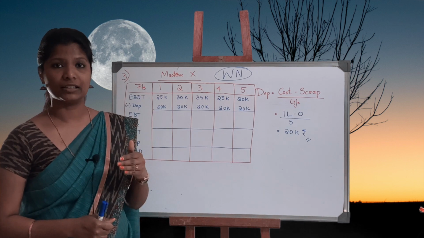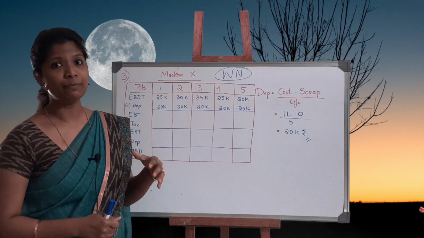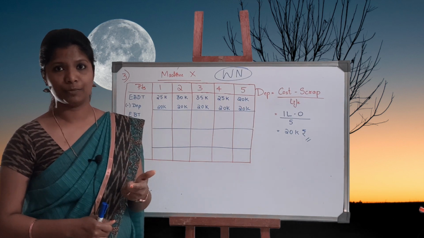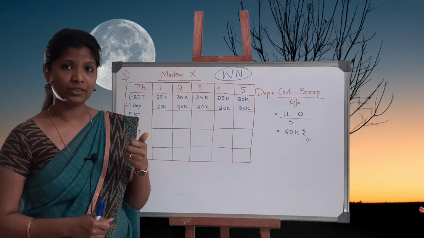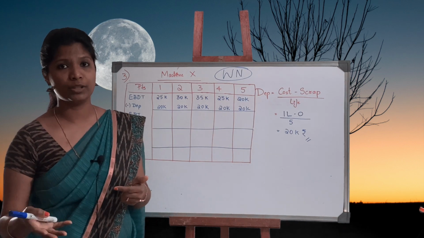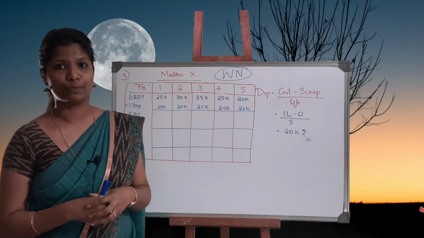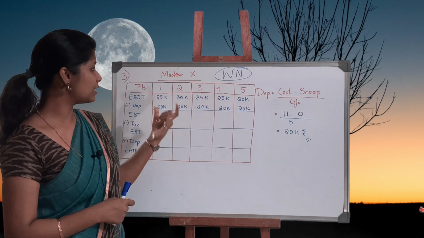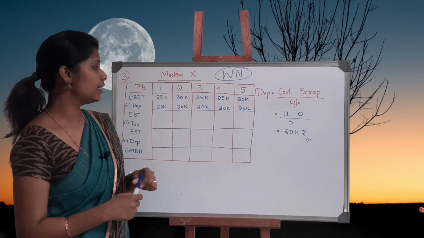So all these working notes must be done before we move on to payback period and net present value, because the question is asking us to find out the payback period for both machines and the net present value of both the machines where the investment is rupees 1 lakh. Is that clear? So let's begin with working note number 1.